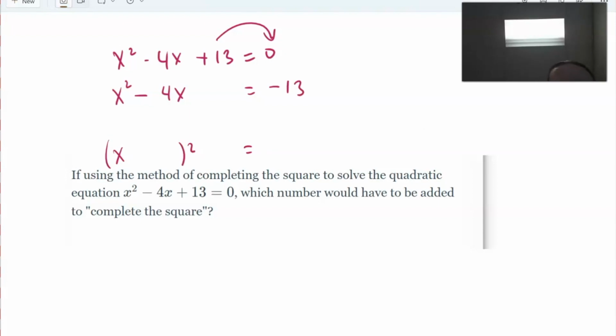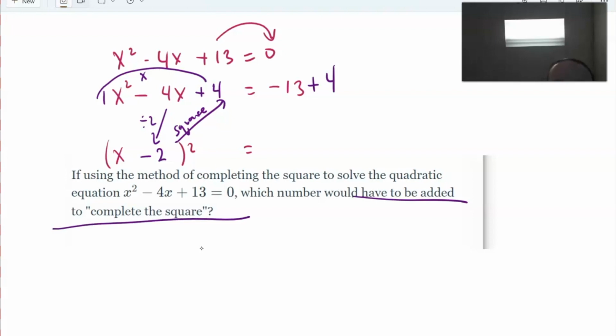And then now you're just going to do the three-step process. So what's the three-step process? Divide by 2. That's going to be negative 2. Square it. That's going to be plus 4. Multiply and apply it to the other side. So that's going to be 1 times 4, which is 4. Okay, so the question is, which number will have to be added to complete the square?